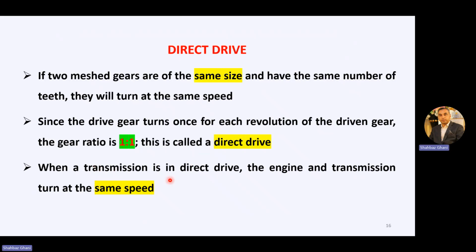When a transmission is in direct drive, the engine and transmission turn at the same speed. So if the engine crankshaft is rotating at 1,000 RPM, the transmission output shaft is also rotating at 1,000 RPM. Okay, so this is direct drive. Remember this condition: the two meshed gears are of the same size and have the same number of teeth, so diameter is the same and the number of teeth is the same. They will turn at the same speed. Then we call it a direct drive.